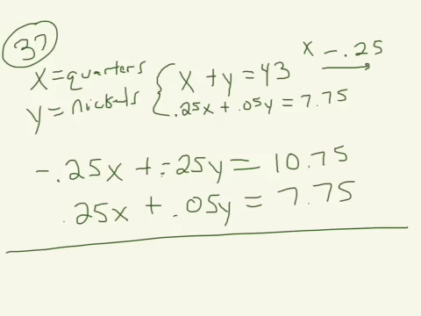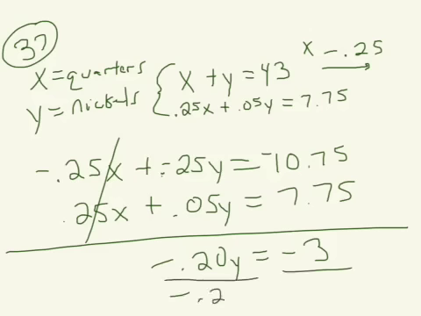So now I can add the two together, the x's are gone, and I'm left with -0.20y is equal to, and that should have been a -10.75. If you didn't notice, I missed that sign right there. When I took 43 times a -0.25, that should have came out to be -10.75. So anyways, now when I go ahead and add those two together, that will leave me with a -3. Now to solve that equation, I can take -3 and divide it by -0.20. And that will give me my value for y. And if you take -3 divided by -0.2, it gives you a solution of 15.